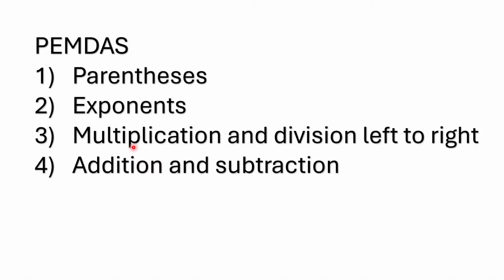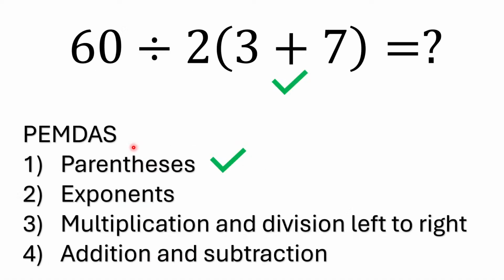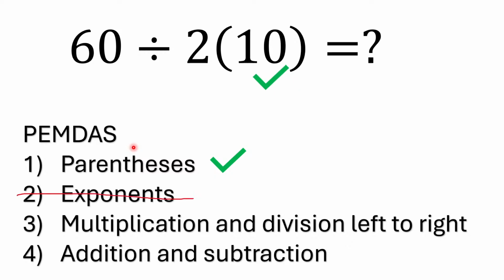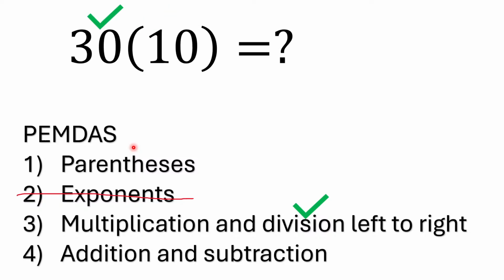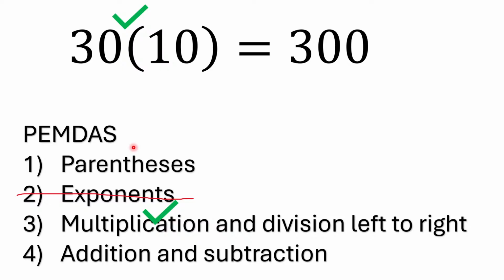And again, with PEMDAS, it's parentheses, exponents, multiplication, and division going left to right, and then addition and subtraction. There's your parentheses. There's no exponents in this problem at all. And then what do we have first? I said that the division was the furthest left, so we're doing division first, going left to right. We did the division, we get 30. Then we have multiplication that we're left with, 30 times 10. 30 times 10 is 300. We don't have any addition or subtraction here.